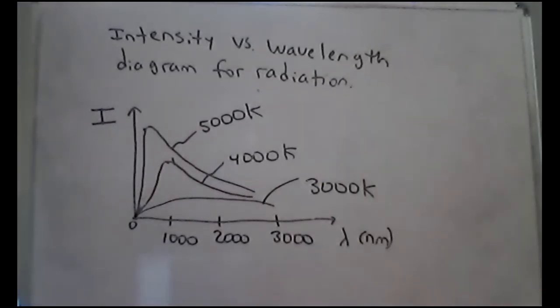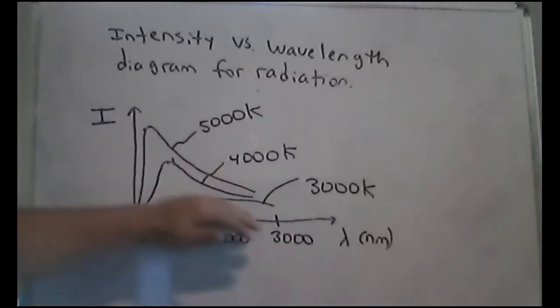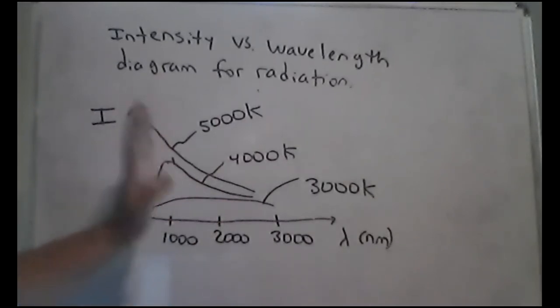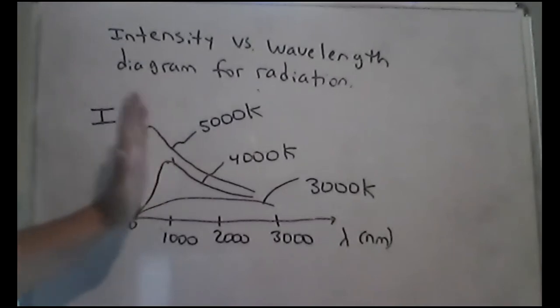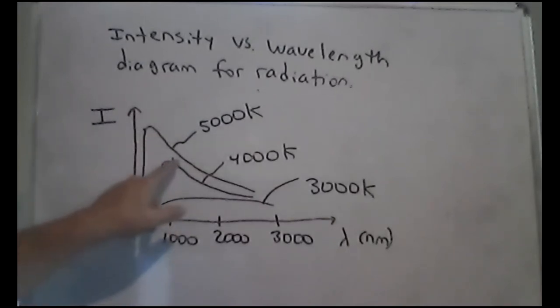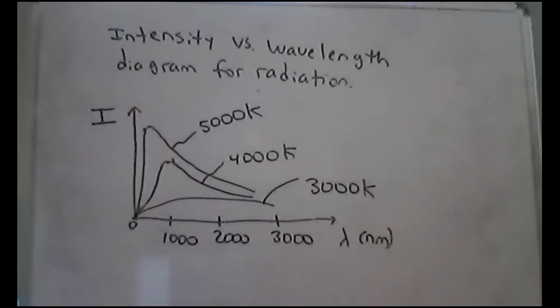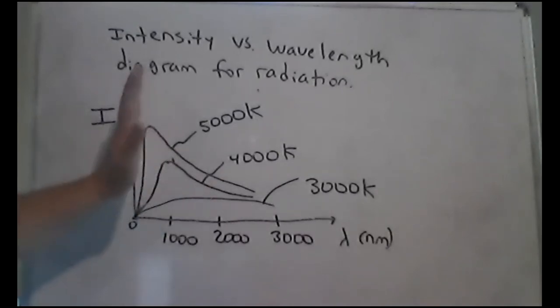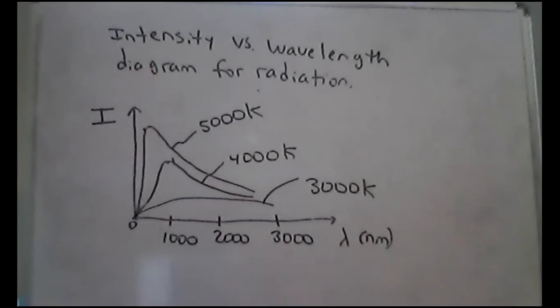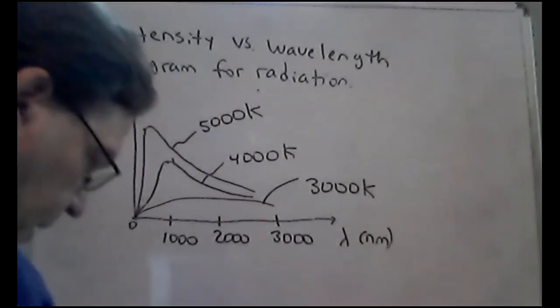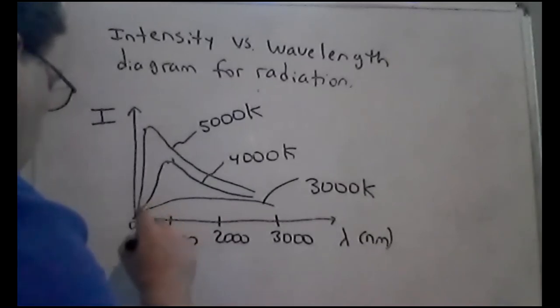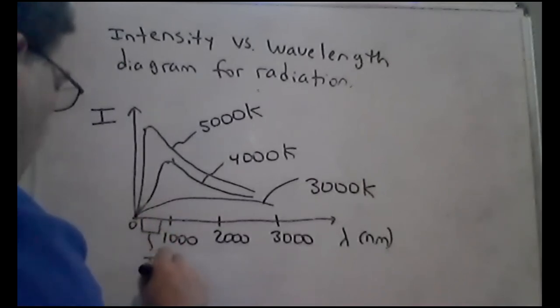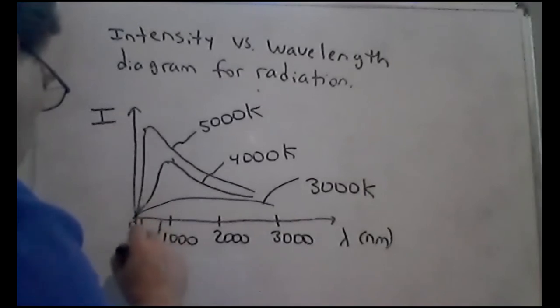So notice that in my experiment, as I increase the temperature, the intensity curves peak at a greater intensity and progressively at a smaller and smaller wavelength. At 4,000 Kelvin, the intensity curve of the black body has a peak that's greater in intensity and at a smaller wavelength. And at 5,000 Kelvin, the intensity will be greater and the wavelength even smaller. This region here is around the infrared, we call IR, and further in here might be the visible.